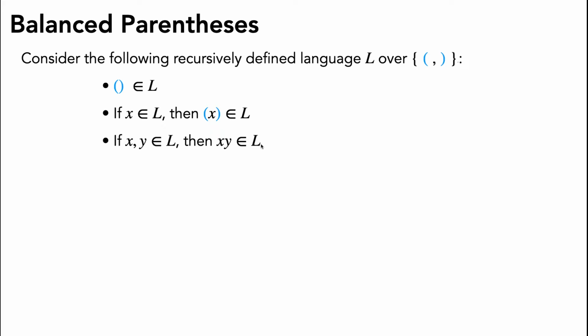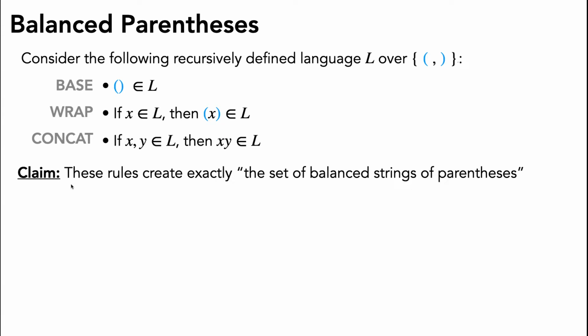So let's go ahead and give these rules some names. This is our base rule, this is our wrap rule because we're wrapping string x, and this is our concat rule because we're concatenating two things that were in the language. So the claim we're trying to prove now is that these three rules create exactly the set of balanced strings of parentheses. So proving this claim can really be broken down into two parts.